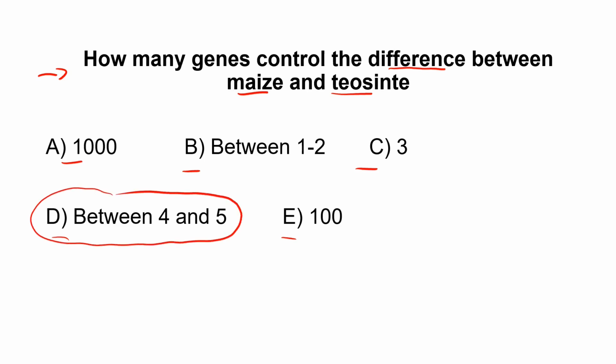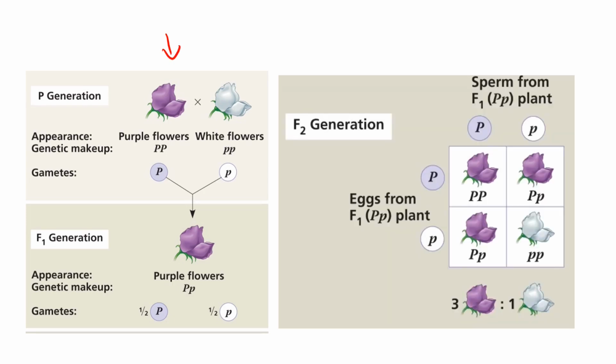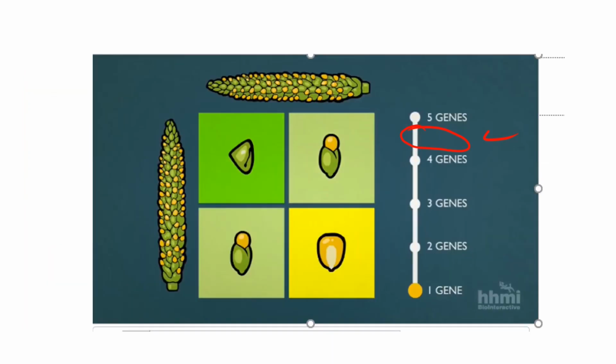If you remember, the way they found the answer was through simple Mendelian genetics. I just remind you, go and study those topics in the Campbell Biology so you do very well in the class. In their case, through those simple monohybrid and dihybrid crosses, they found that between 4 and 5 genes are necessary to produce these dramatic changes between teosinte and maize.